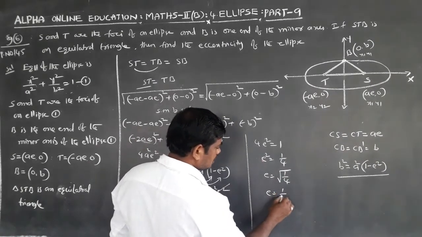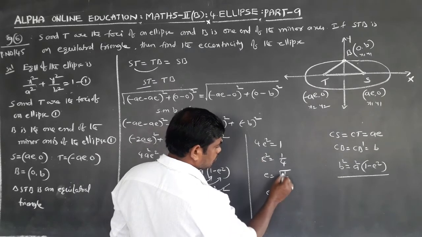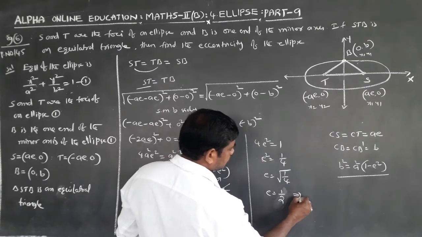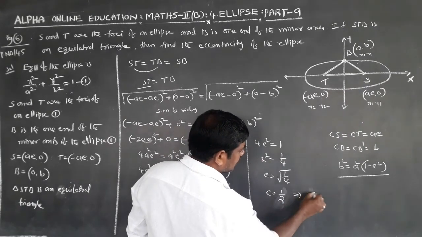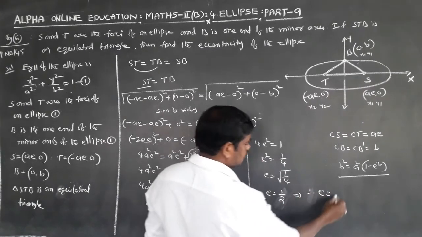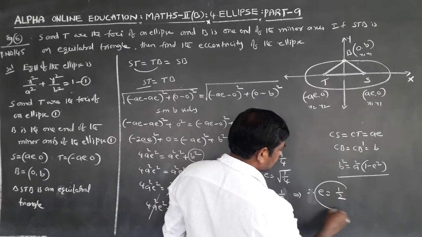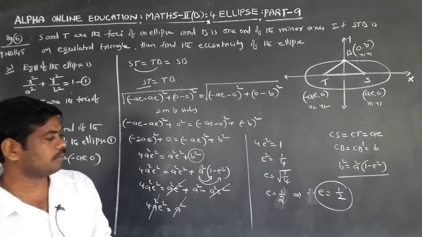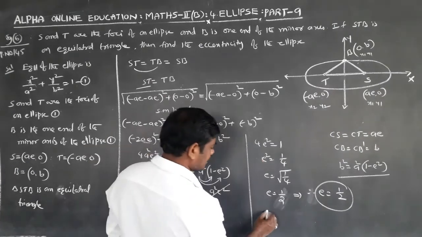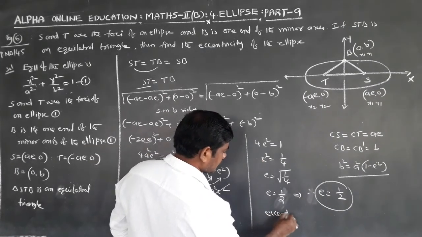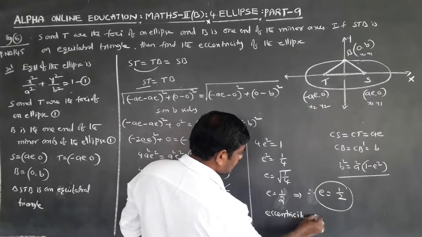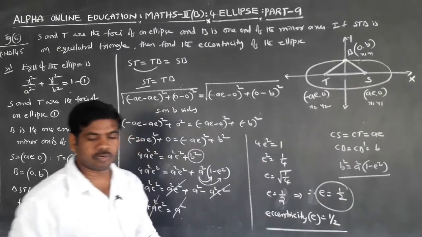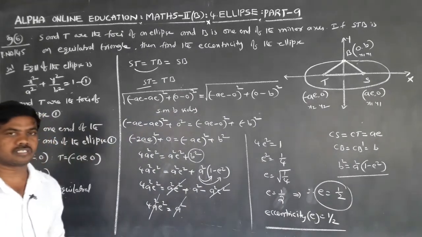So E is equal to 1 by root 4, which means 2. Therefore, the eccentricity of the ellipse E is equal to 1 by 2. E is equal to 1 by 2. Eccentricity E is equal to 1 by 2 is the answer.